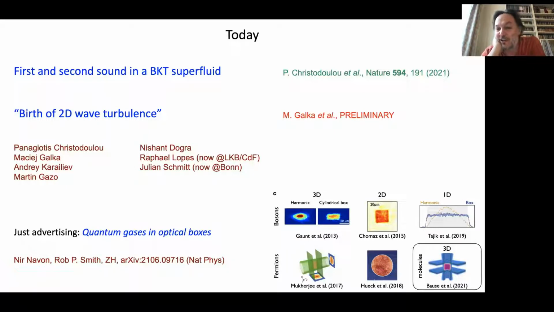I just want to briefly advertise, if people are interested, that recently with Nir and Rob, we wrote a little review which should soon be in Nature Physics on various modern experiments where boxes matter. This is just a gallery of various systems, including Jörg's here in 1D, starting with our simple 3D Bose gas, and more recently Emmanuel doing it for molecules as well. In between it has been done for both bosons and fermions in various dimensionalities.